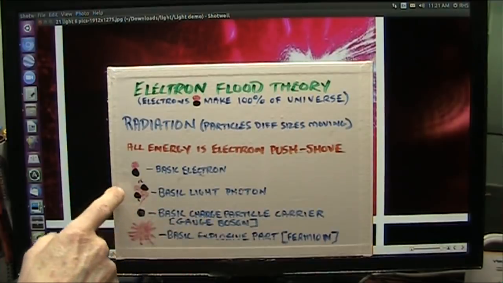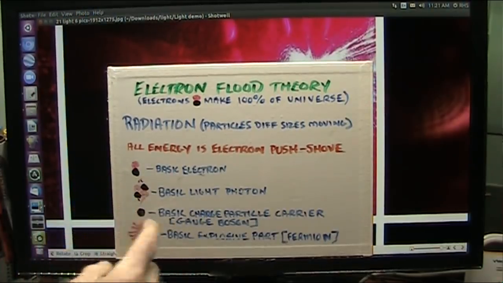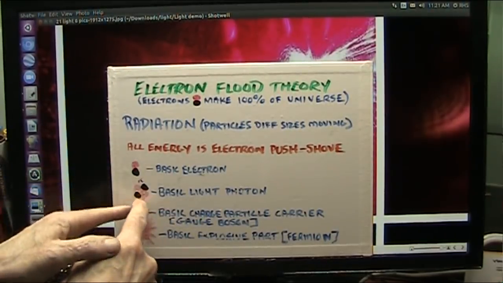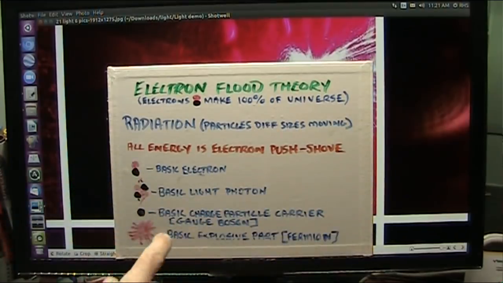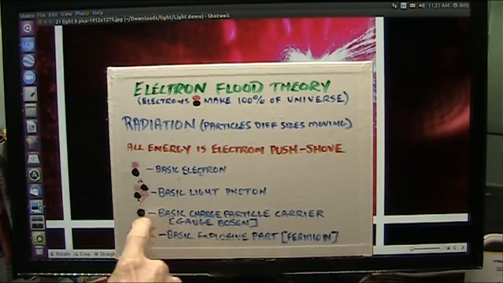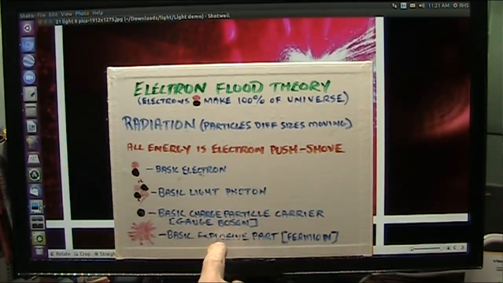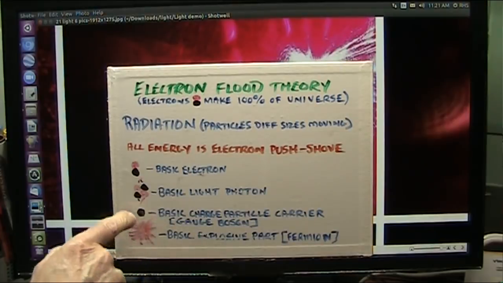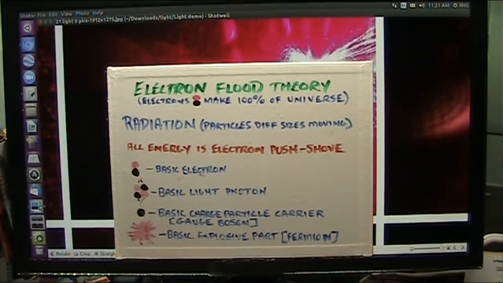So you have your basic electron is that. Your basic photon is this. And when that photon concusses, you get spikes coming out the ends, and we'll see those. Your basic charged particle carrier is the gauge boson. And your basic explosive particle is the fermion, and that was the one that was attached to the carrier.